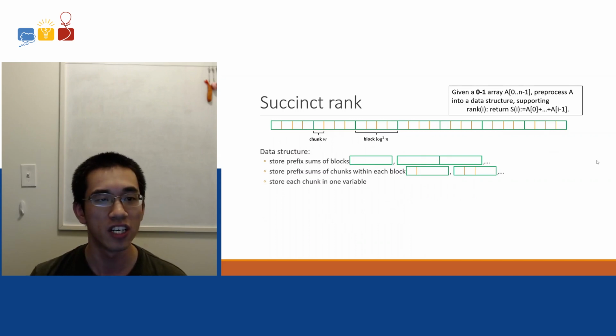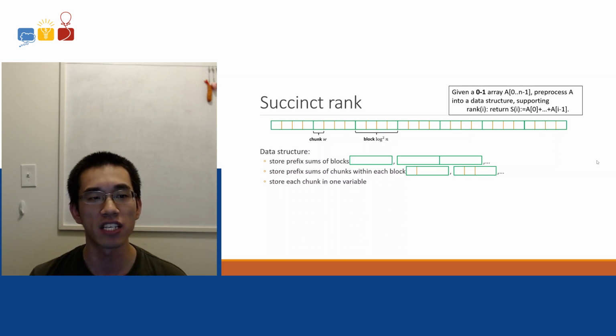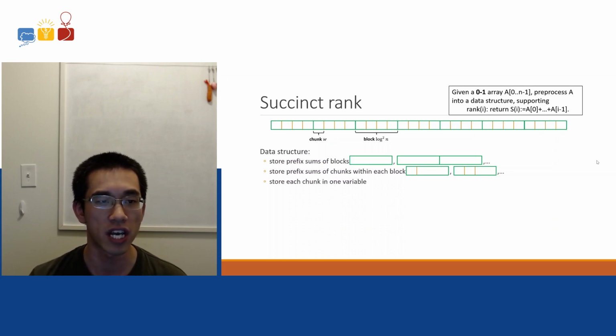So how does it work? We get this input array A. Then we're going to divide it into blocks, these green blocks, as you can see in the picture. And then we're going to divide each of these green blocks into chunks, which are separated by these brown borderlines. Each block will have size log n squared, and each chunk will have size w.